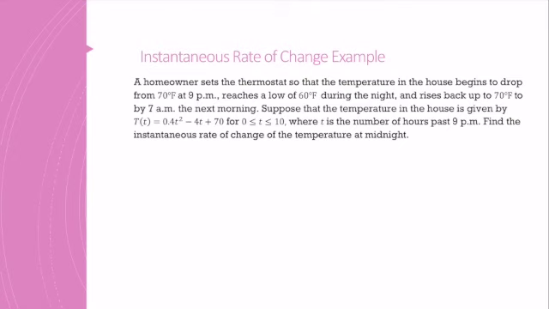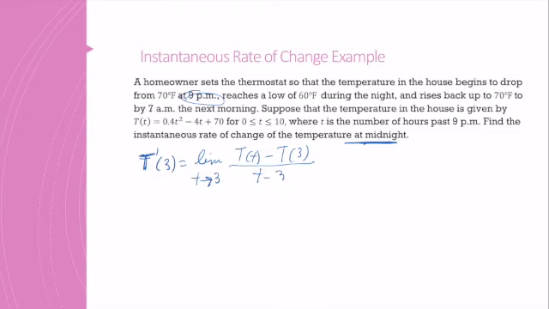I want to find the instantaneous rate of change for the temperature at midnight, so I'm going to have to take the derivative. So if I take T prime of the temperature at midnight, I'm not going to plug in 12. I want to know how many hours it is past 9. Well, midnight is 3 hours past 9. So I have T prime of 3 is the limit as t approaches 3 of T of t minus T of 3 over t minus 3.